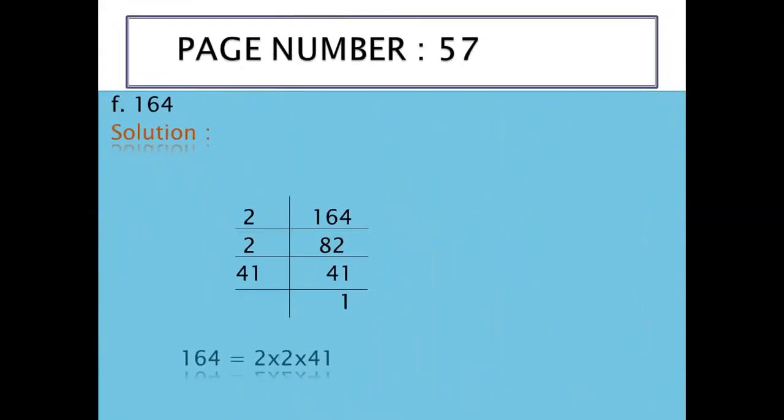The last part of this question is part F, 164. 4 is an even number, so definitely we will divide this by 2. After dividing we get 82. Again 2 is on the ones place and 2 is an even number. We divide 82 by 2, and get 41. There are only 3 prime factors of 164: 2 multiplied by 2 multiplied by 41. Clear?